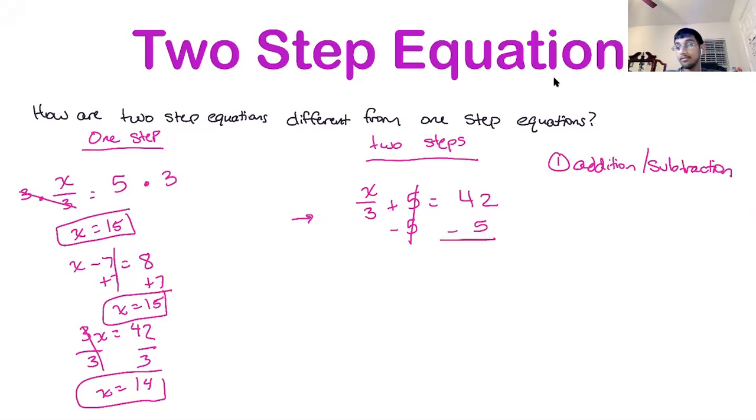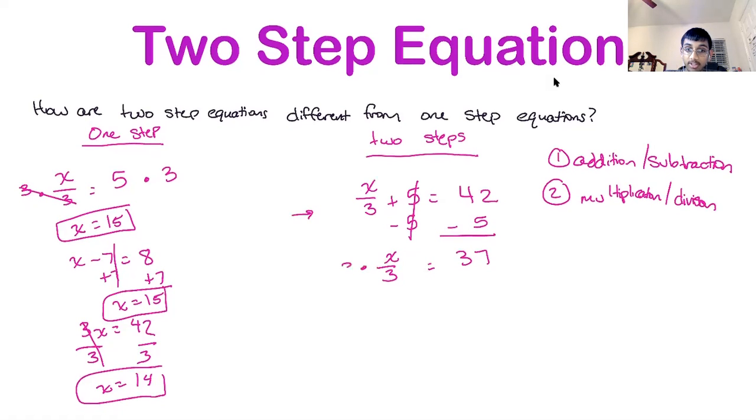So 42 minus 5 is 37, okay? And that is going to equal x over 3. Now the next step to do would be multiplication or division, right? In this case, we can multiply by 3 like we did in our one-step equations to find the answer. Let me just double check, I don't want to get this wrong. 37 times 3 is equal to 111. So x is 111. There we go.